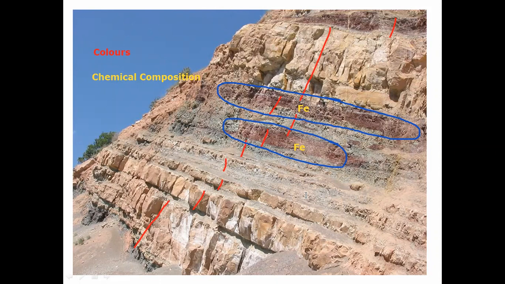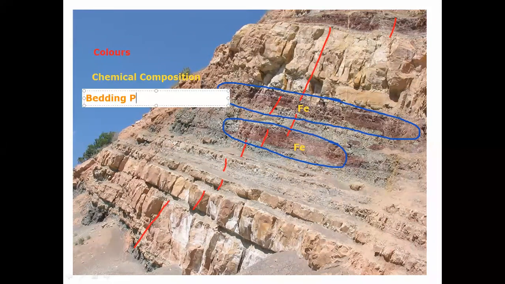Okay, so when you look at the sequence of the sedimentary rock, the different layers are present one over another. Each layer is considered a bed. Now one more phrase is there, and that phrase is the bedding plane. Bedding plane.